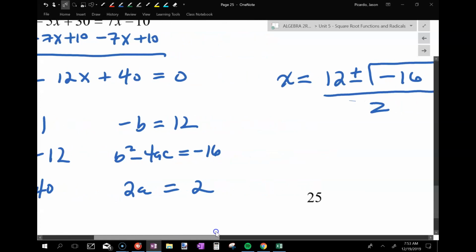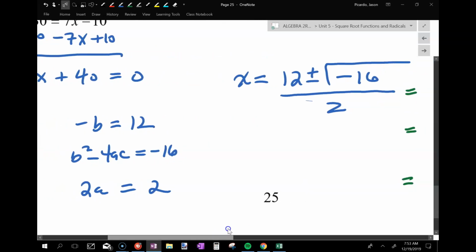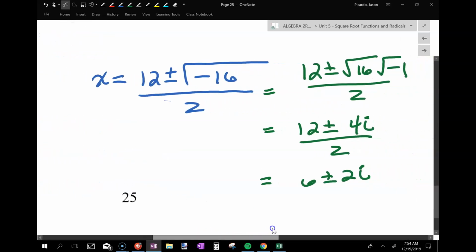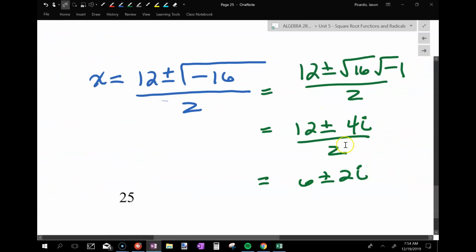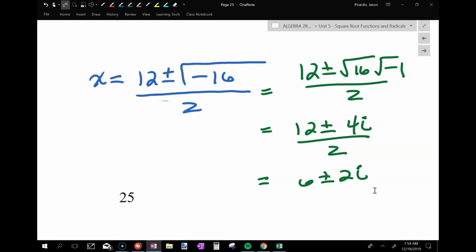And we take those items and place them into our formula, and we recognize that this is the same thing as radical 16 times radical negative 1, which is 4i. So I have 12 plus or minus 4i over 2, which is the same as 6 plus or minus 2i. And we have our solution. Now, the nice thing about the calculator, again, is it allows you to go back and problem solve. If you made a mistake, you should be able to go back and find it somehow, some way. Are we good with that?